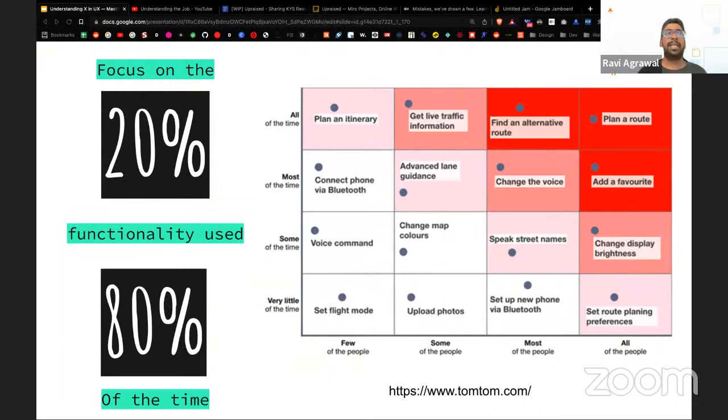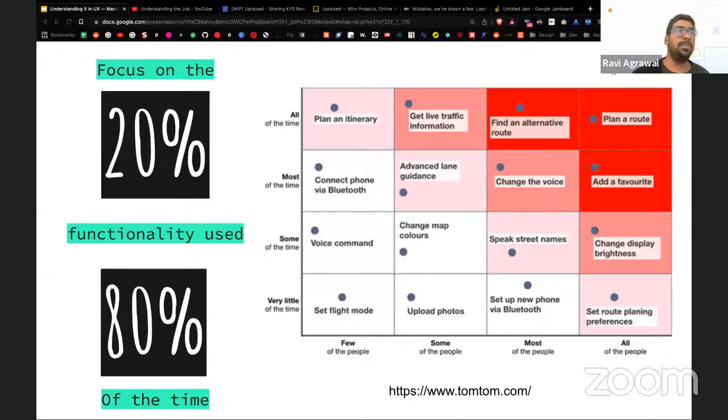Another way to think about this is the 80-20 rule. And what I have here is a red route matrix of TomTom.com. It's a navigational functionality provided in cars. If you were to take all of the jobs that can be done using this particular tool, then you can place them in a matrix like this, where you have things like all of the people doing a particular job all of the time, which is they plan a route, right? All of the people doing it most of the time is they add a favorite.